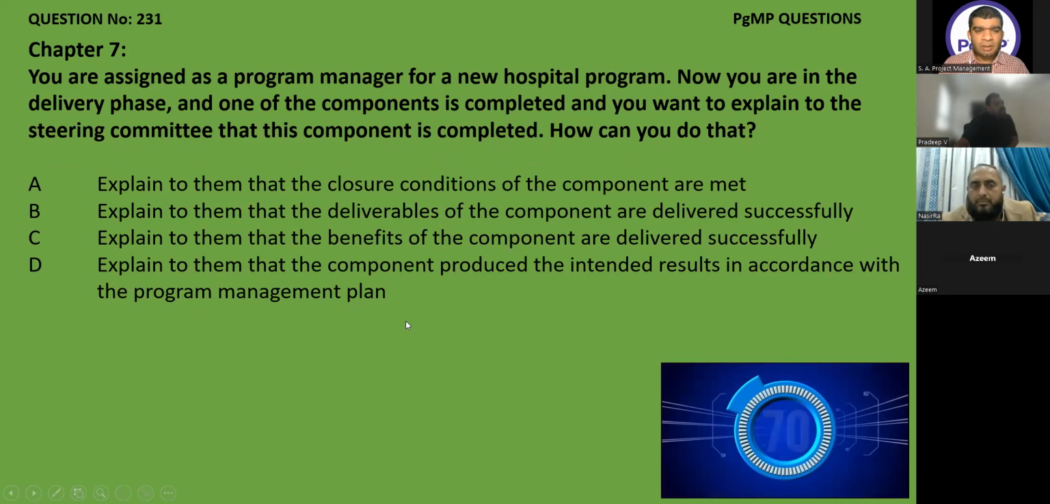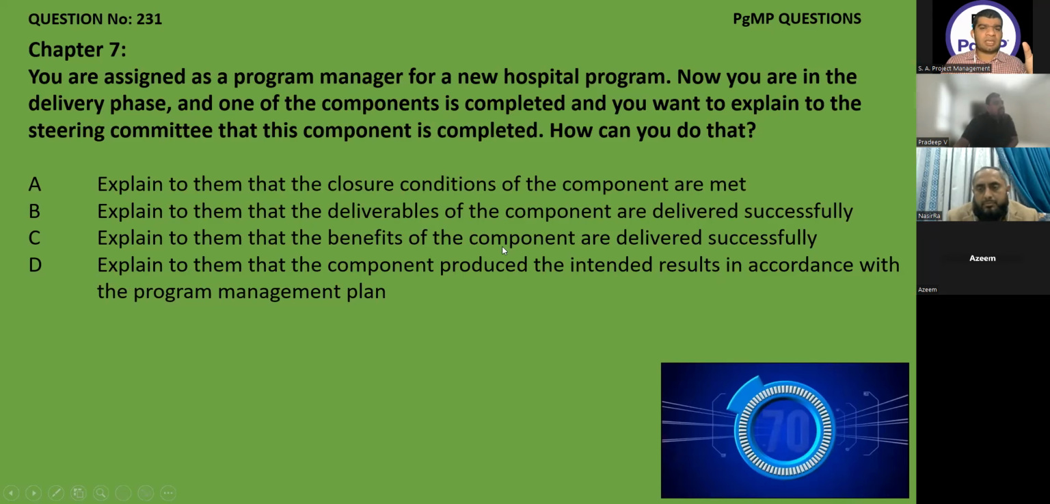D also is a very good option. Yes, we can produce intended, but the point is that the wording "intended results" is not used in PMI. Because this is coming from a very real mock question, I just put one or two questions. So we have to look at the wording also.